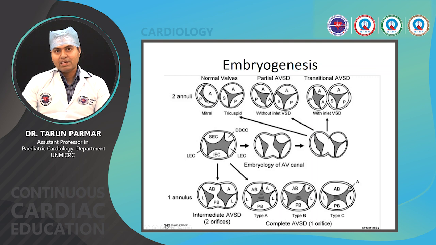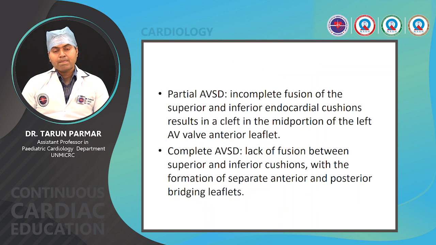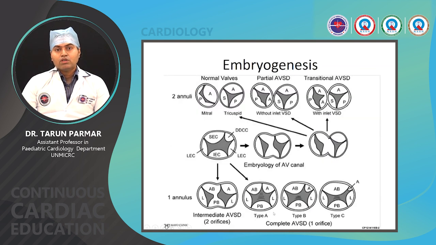It is slit-like, and you can see that in partial, transitional or complete intermediate AVSD there are two distinct orifices, and the normal mitral valve is now trifoliate. So there is invariably a cleft in the left AV valve in all of these patients. And there are 5 different types of leaflets that we are going to see in the next slide.